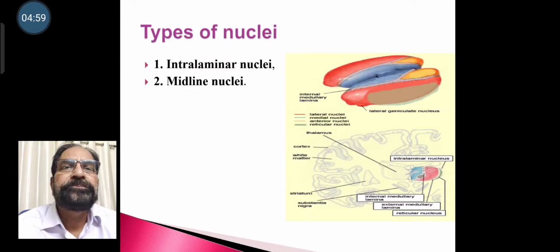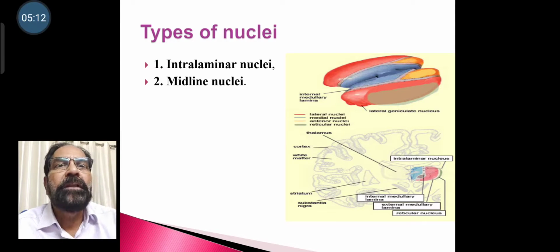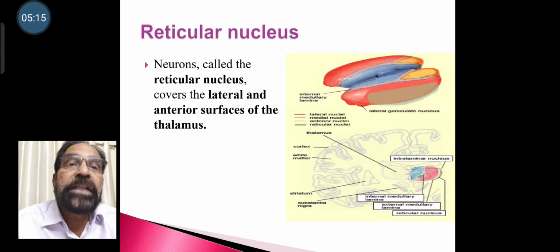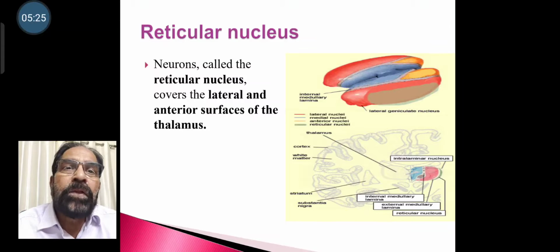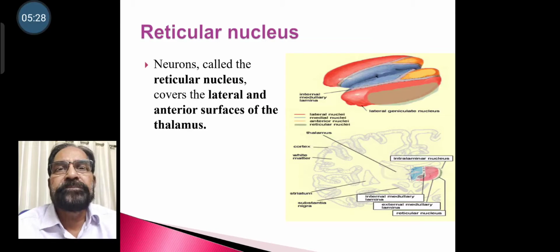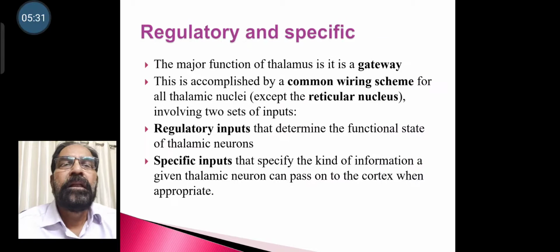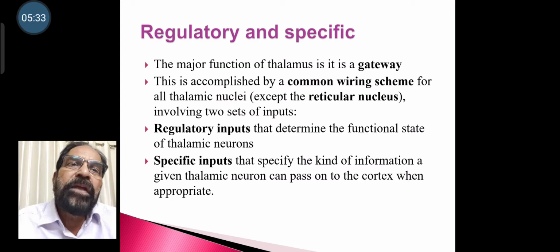Coming to types of nuclei, one type is intralaminar, then another type is midline, located between the two thalami. Then there is the reticular nucleus, whose neurons are located on the lateral and anterior surface of the thalamus. Then there are regulatory and specific types of fibers.